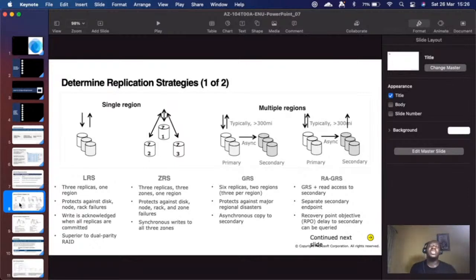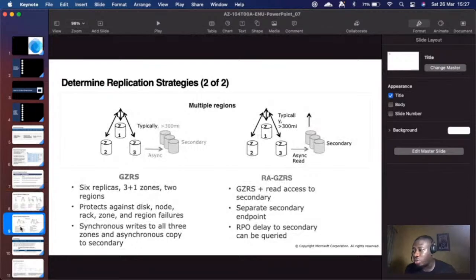So the difference basically is that you now have read access to your secondary data, which you don't have when you're making use of just GRS, right? So you can see here, it has a separate secondary endpoint, and the recovery point objective delay to the secondary can be queried. So you can actually read what is on your secondary endpoint. All right, we'll progress with this.